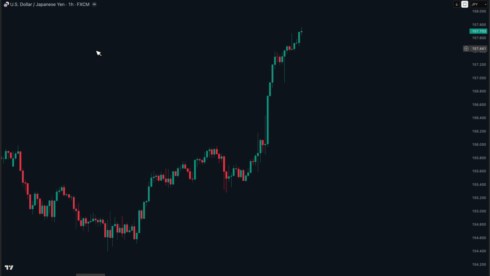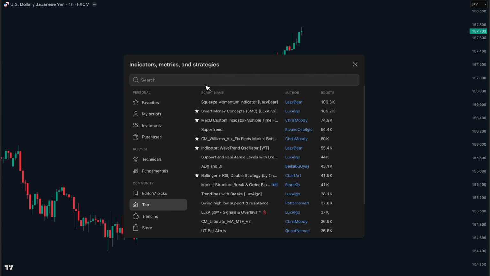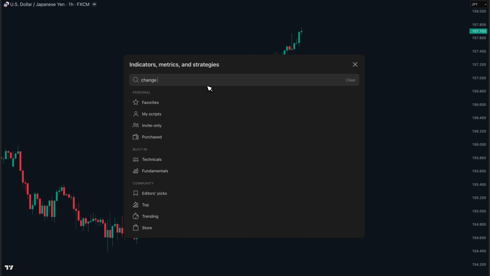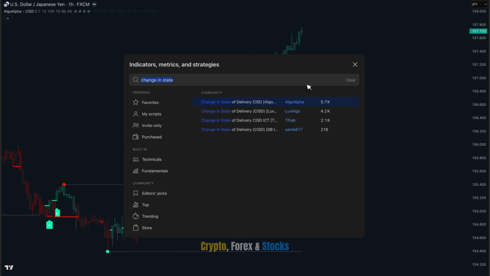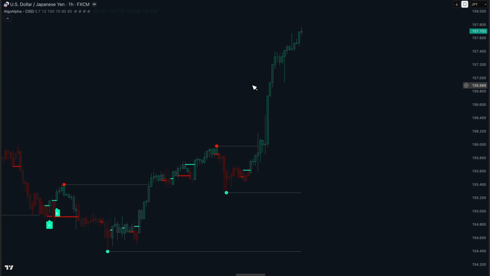To apply the indicator, open TradingView, go to Indicators, and search for Change in State of Delivery CISD by AlgoAlpha. Click it, and it will appear directly on your candlestick chart. You can use this indicator on crypto, forex, and stocks, and it works on both lower and higher time frames.